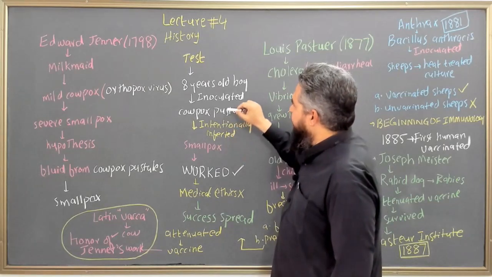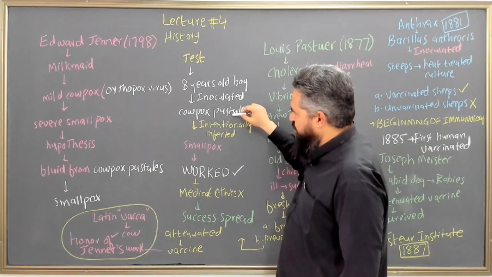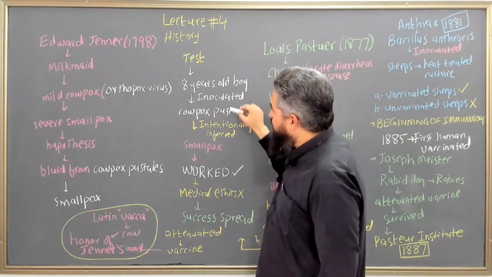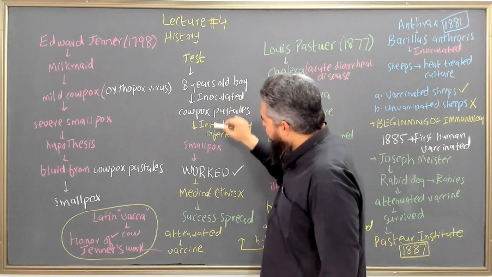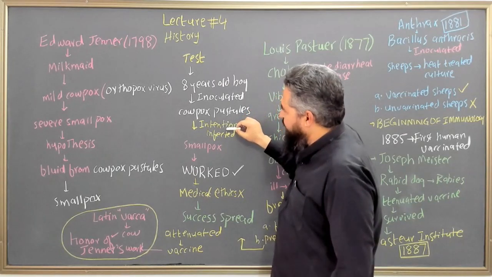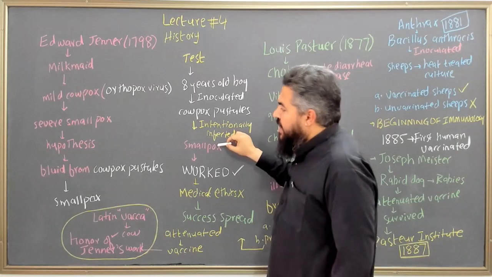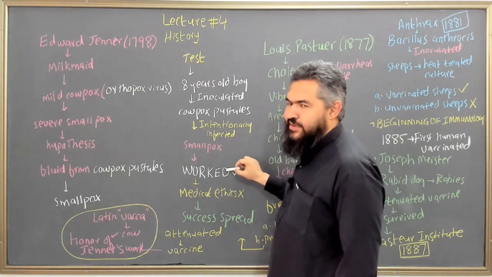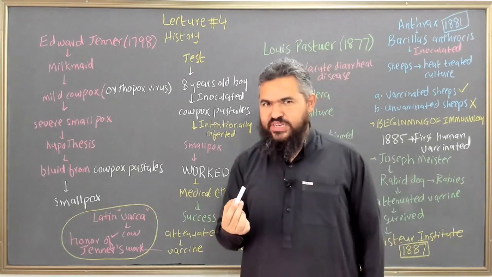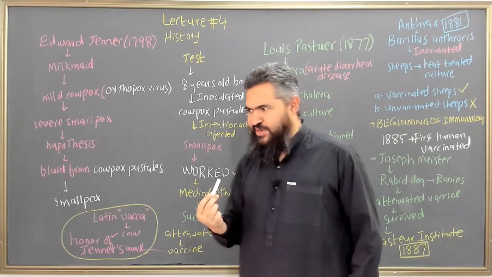So he first inoculated the 8-year-old boy with the cowpox pustule to test his hypothesis that this inoculation is going to make this 8-year-old boy immune to smallpox, and then he intentionally infected the boy with smallpox to test his hypothesis. And it worked. This particular idea that cowpox protects against the smallpox condition was proved by this experiment.